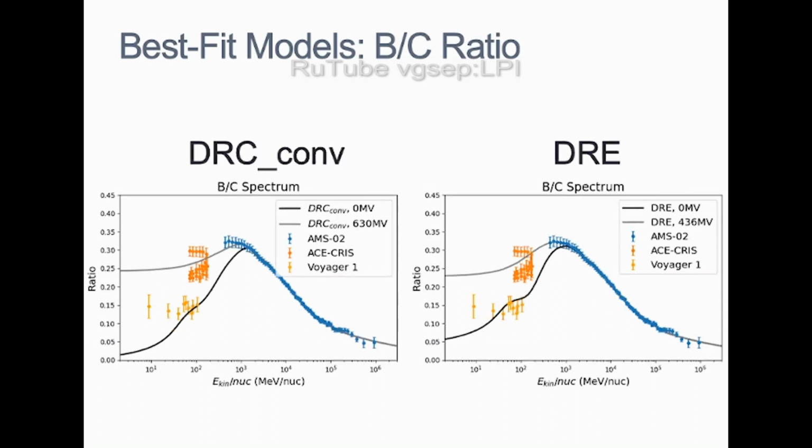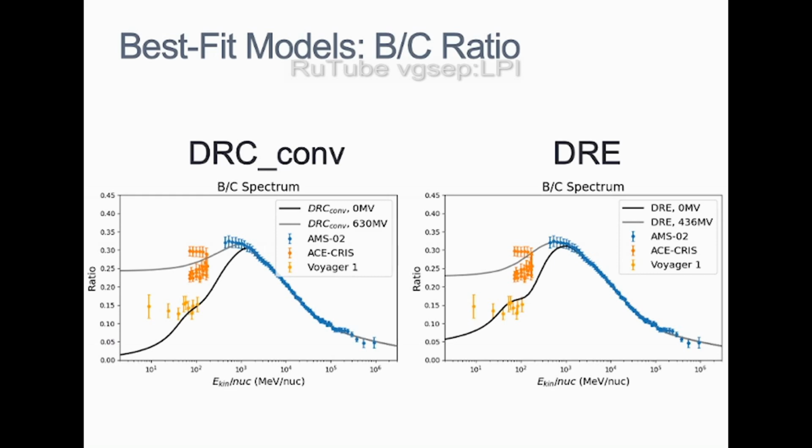Then looking at DRC-conv, it also has a good agreement in B over C, but when all the cosmic ray species are included, it does end up performing worse than DRC2. DRC-conv has dV/dz fit to 54 kilometers per second per kiloparsec compared to values of around 12 kilometers per second per kiloparsec for DRC1 and DRC2. It also has the Alfvén velocity above 50 kilometers per second versus just under 30 kilometers per second for DRC2.